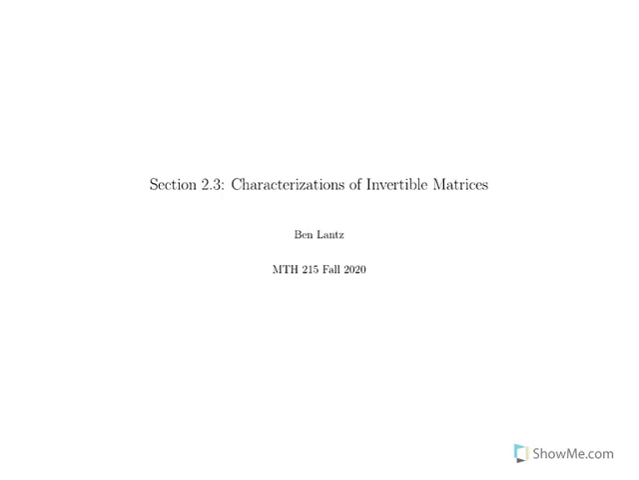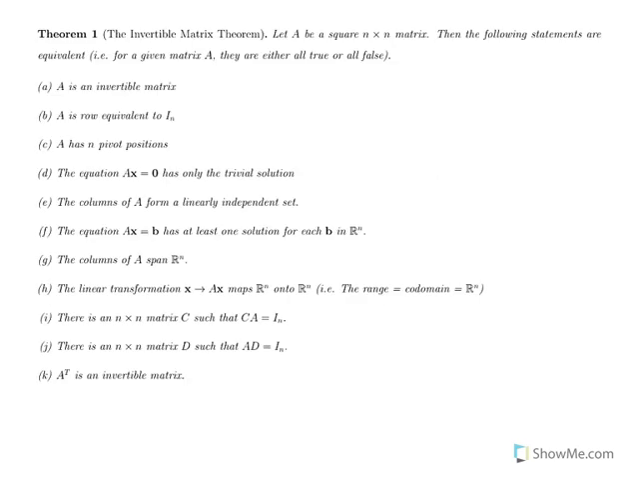In section 2.3, we're going to look at characterizations of invertible matrices and bring together a lot of ideas we've covered in the course so far. So section 2.3 is a very quick section and really boils down to this one theorem, the invertible matrix theorem, that says if we have a square n by n matrix, then the following statements are equivalent, which means that they are all true or all false.